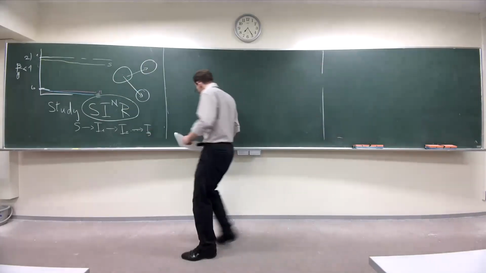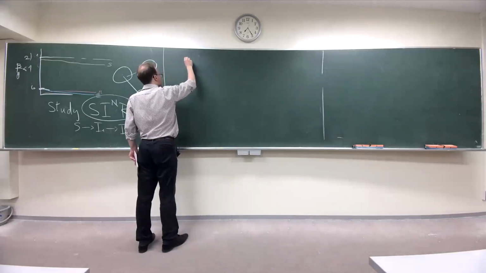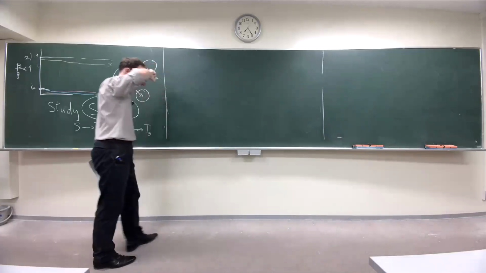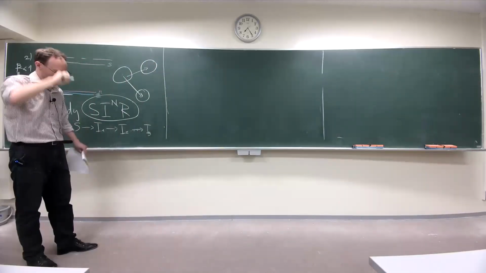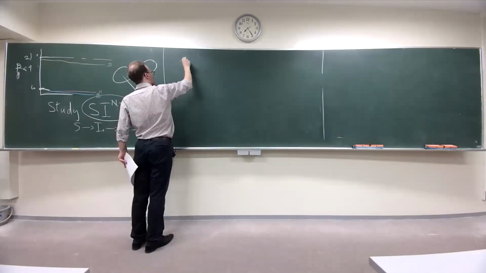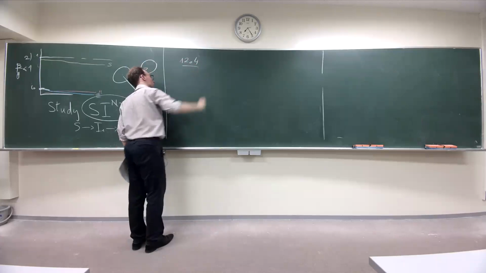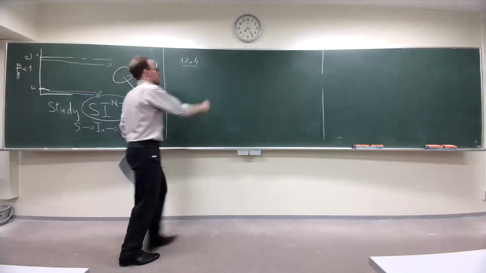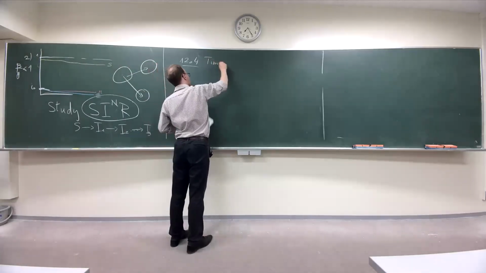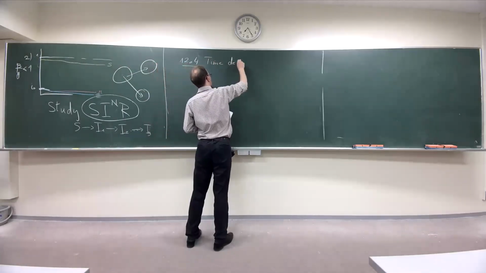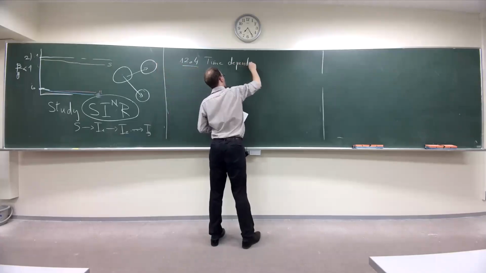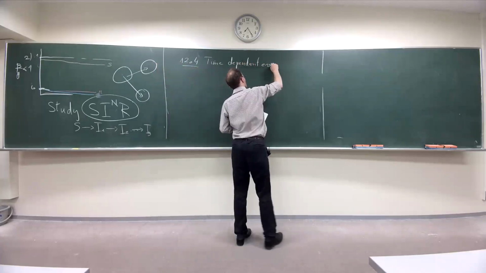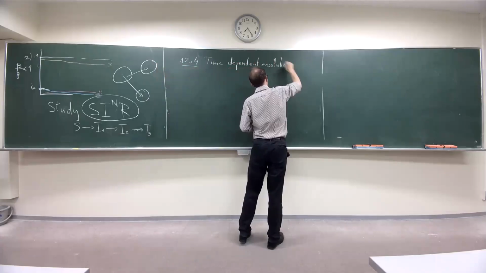All right. Now, in the notes, I have introduced sections 12.2 and 12.3. I'm not going to speak about them today. I have no time, so I directly go to 12.4, which is time-dependent evolution on graphs.